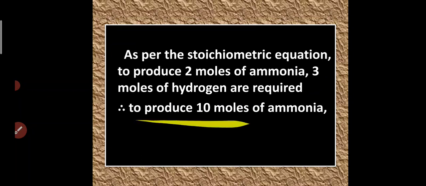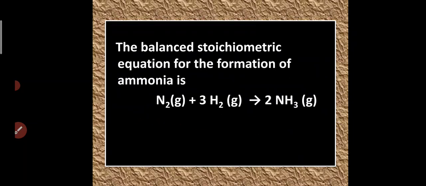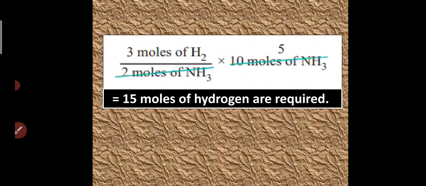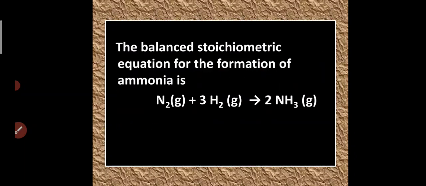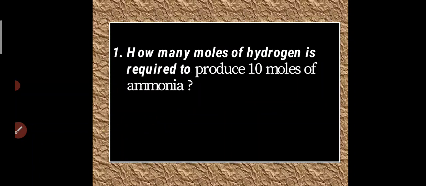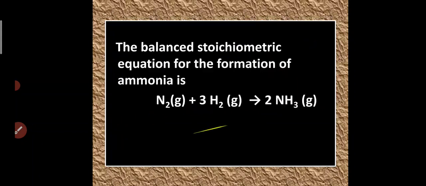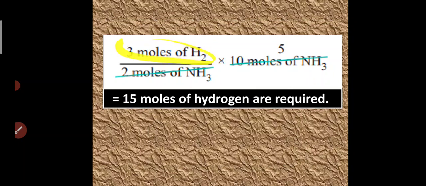So to produce 10 moles of ammonia, how much hydrogen is required? Okay, 10 moles. If 2 moles needs 3, we need to calculate what is required for 10. So first, a simple trick in this problem is to put 3 moles of hydrogen in the numerator, which means what we already know. The first part of the question, how many moles of hydrogen, that should be in the numerator. Is it clear? That should be in the numerator.